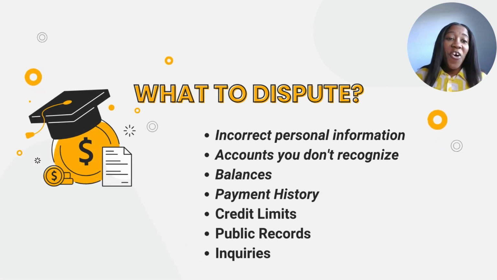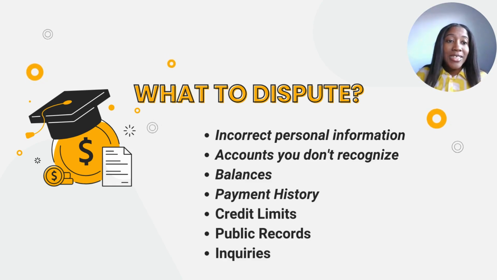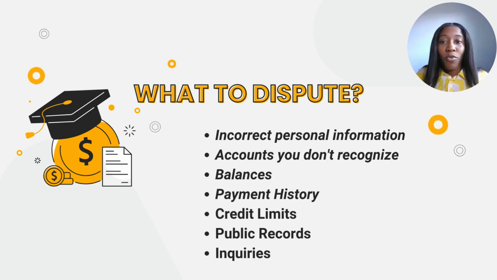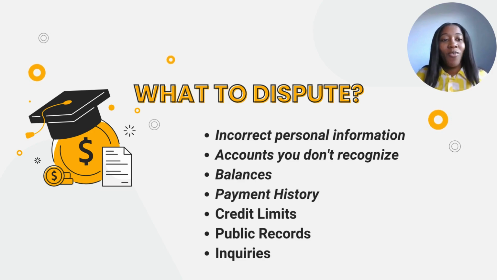All right, so now what should you look for when disputing inaccuracies? You're going to look for incorrect personal information. That can be your name, your address, social security number, and other personal details, and make sure they're correct. For instance, I had an incorrect address on my credit report one time. I also had an incorrect last name on my credit report at one point. And definitely check your social security number. You want to make sure that's correct.